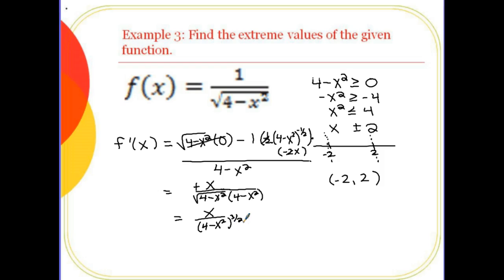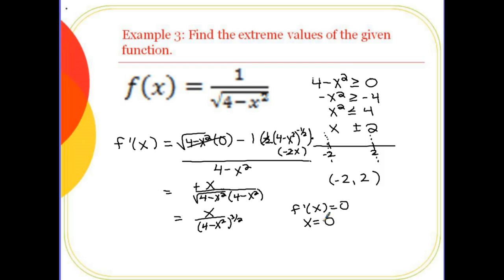You could also have had x over 4 minus x squared to the 3 halves, because a square root and 1 add together. So, where would our critical points lie? Well, we know critical points happen at f prime of x equals 0. Can a denominator equal 0? Can a numerator equal 0? Yes. So that means f prime of x equals 0 when the numerator of a fraction equals 0. So in this case, when x equals 0.